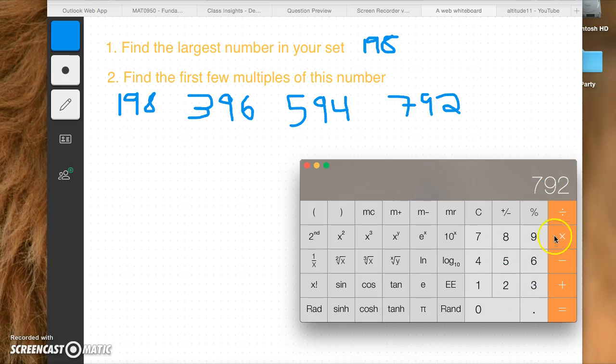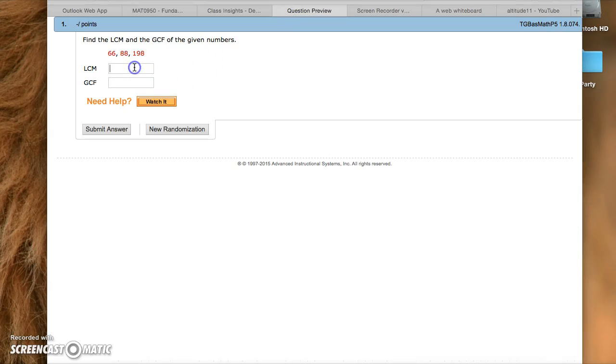So 792, when we divide this by 66, we see that that is 12. And 792, when we divide this by 88, there we are, 9. So 792 is a multiple of all 3 of these numbers. And in fact, it is the least common multiple of all of these numbers, since this is the smallest multiple of our largest original number that's also a multiple of our other original numbers. So 792 would be our answer here.